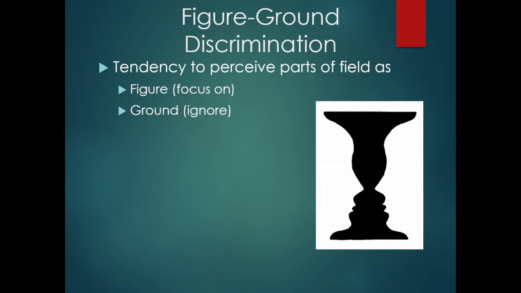So when we talk about figure ground discrimination, we're talking about our tendency to perceive parts of the field as the figure. That's the part we're focusing on. And part of the field as the ground, the part that we can ignore. The noise is what they used to call it in the olden days, the noise. The part that you don't need to be paying attention to.